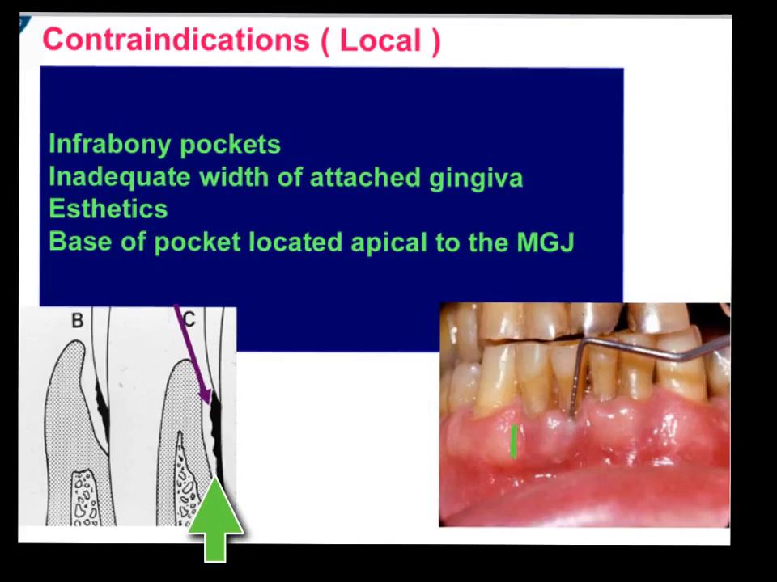And when the base of the pocket is located apical to the mucogingival junction. For example here, the base of the pocket is located apical to the mucogingival junction. This is the mucogingival junction here. When the pocket extends beyond this line, you can't do gingivectomy.